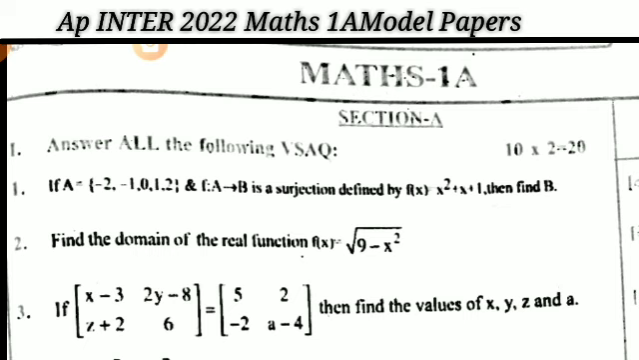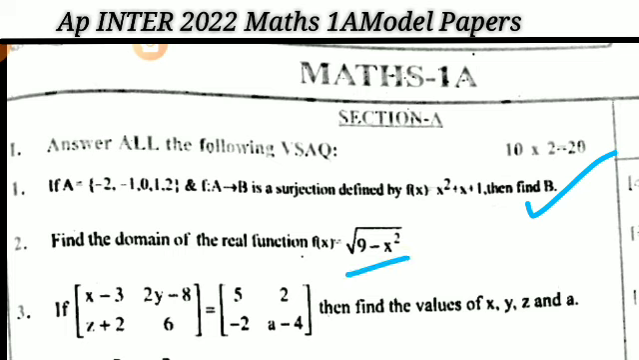The first one, this is the first question paper, section A, answer all the questions. First one, if A is equal to {-2, -1, 0, 1, 2}, if it is a surjection defined by f of x is equal to x square plus x plus 1, then find B. The most important maths question, very important problem.